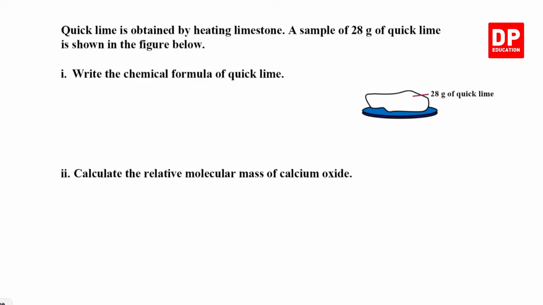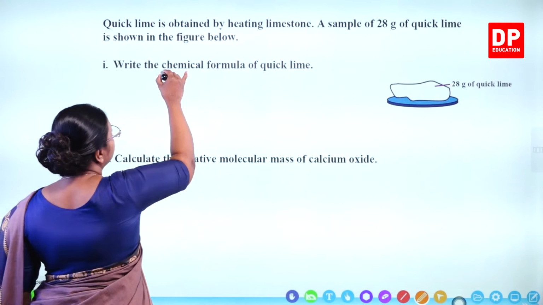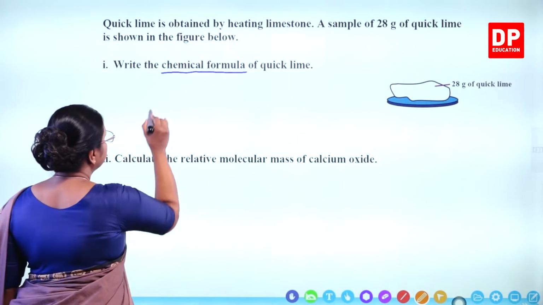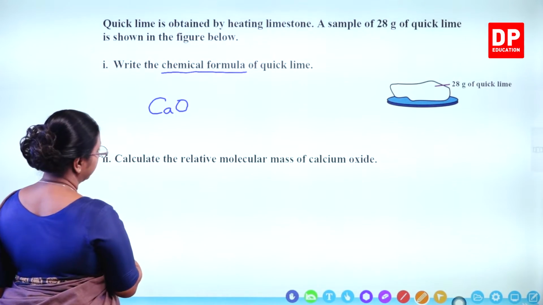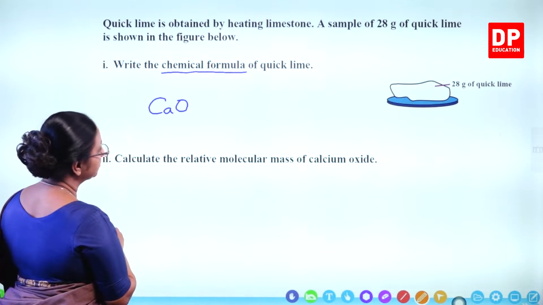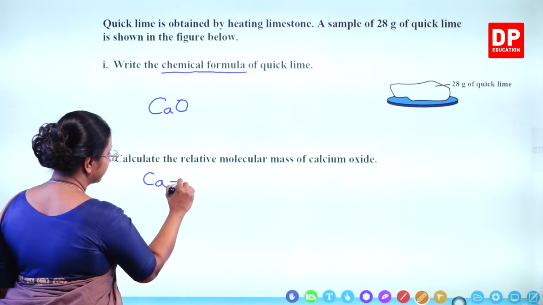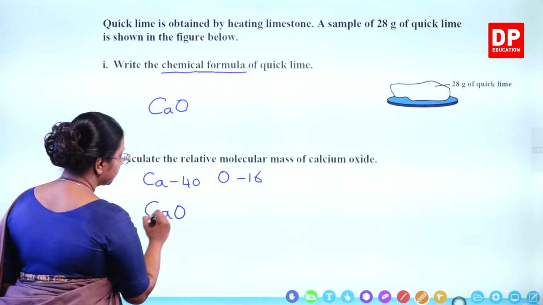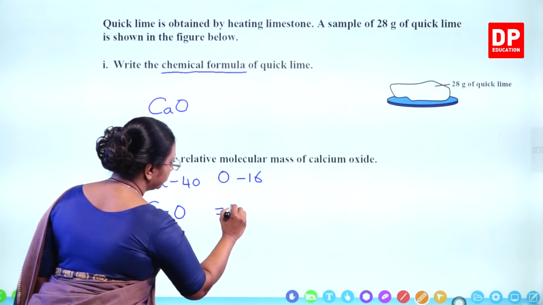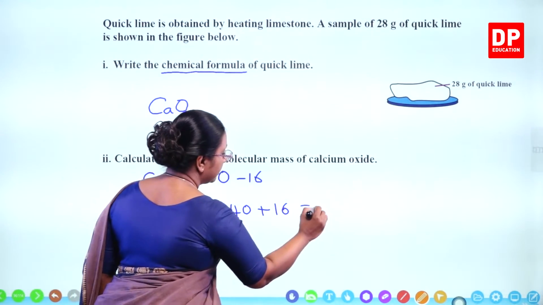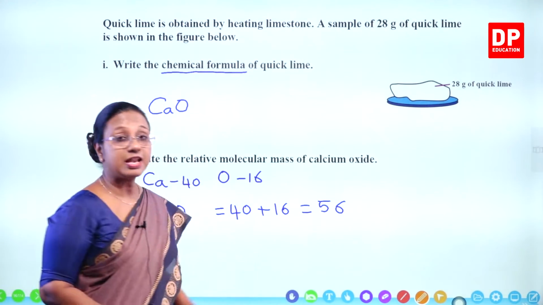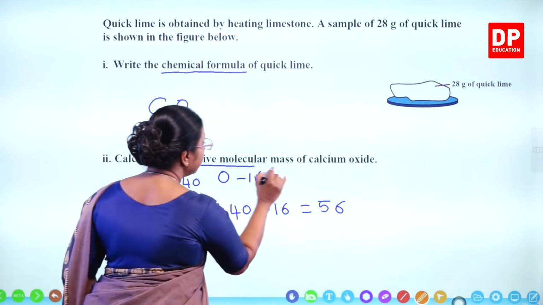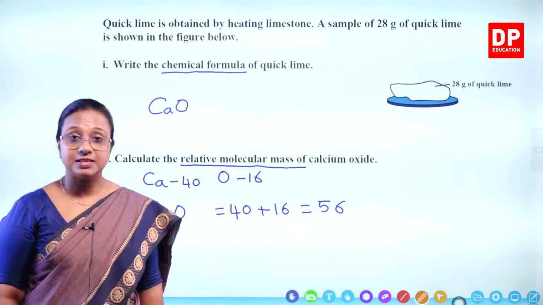Quicklime is obtained by heating limestone. A sample of 28 gram of quicklime is shown in the figure below. Write the chemical formula. So I showed you all, you know it is calcium oxide. Calculate the relative molecular mass of calcium oxide. So you know calcium is 40 and oxygen is 16. So calcium oxide is equal to 40 plus 16, that is 56. Is there a unit? No. Why? It is the relative molecular mass of calcium oxide.